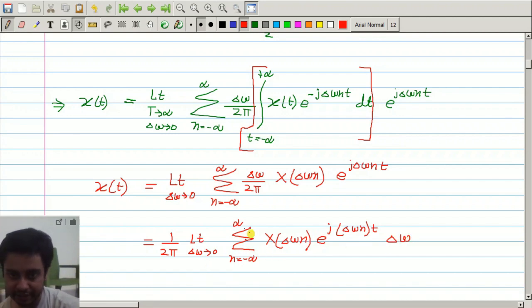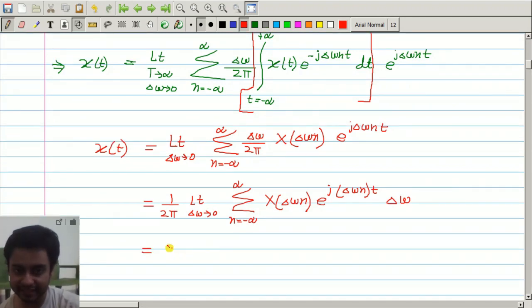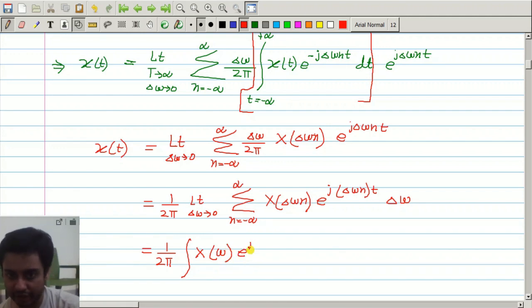Now this infinite sum with this infinitesimally small value of delta omega can actually be written as an integration like this: 1 over 2 pi as it is, and then this sum will become an integration over X of variable omega, some variable, and then e to the power j omega t, in place of delta omega n again put omega, then in place of delta omega put d omega, and omega running from minus infinity to plus infinity.